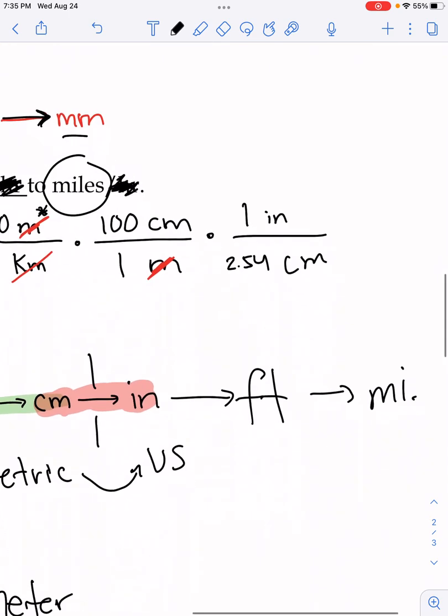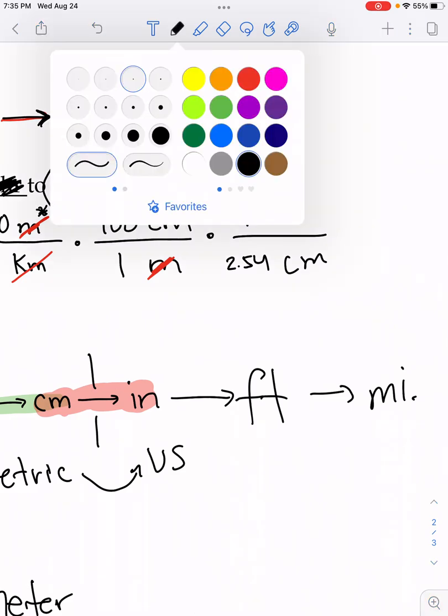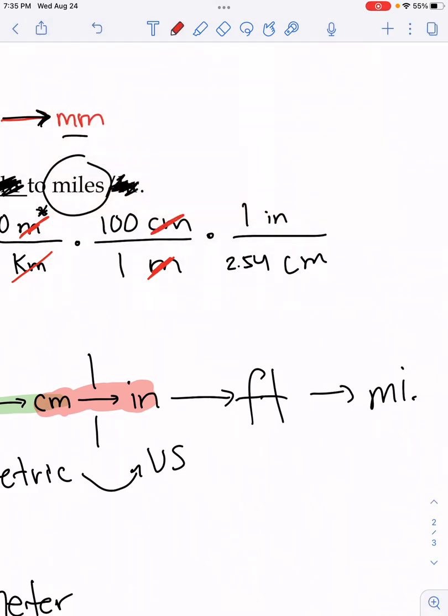All right, we're getting there. We have 2 more conversions here. Okay, that means centimeters are gone. We've converted now from kilometers to inches. We still got to get to miles.